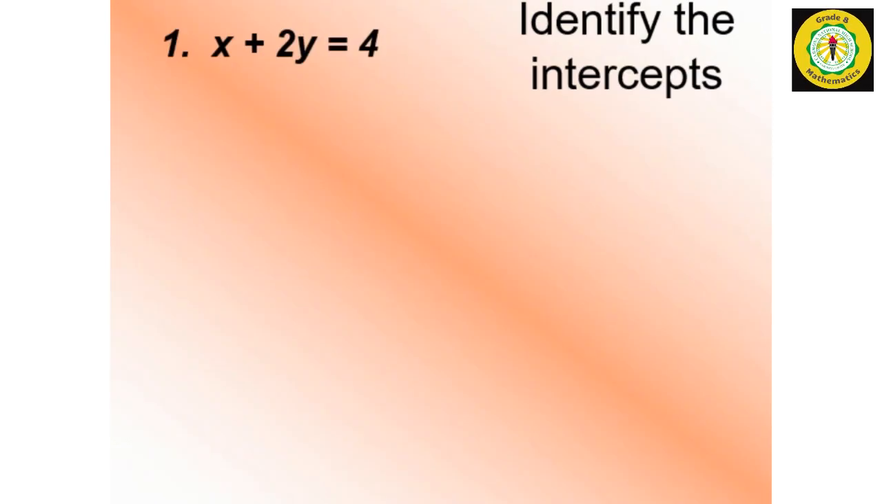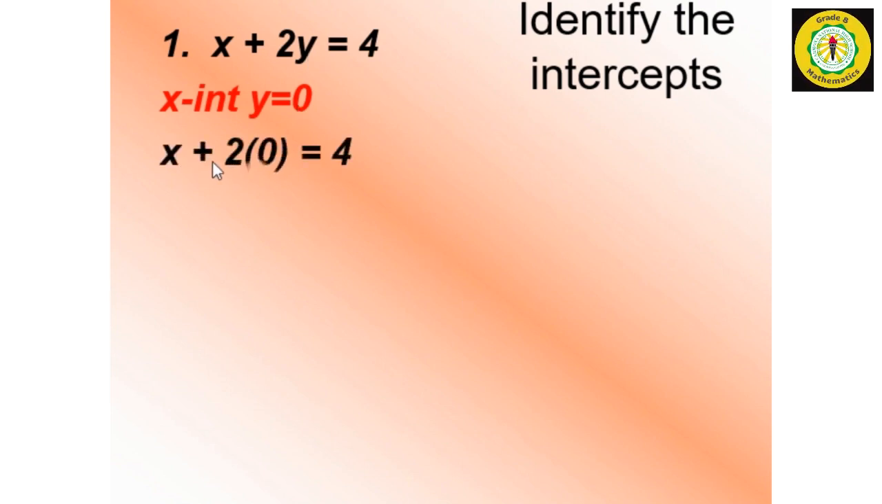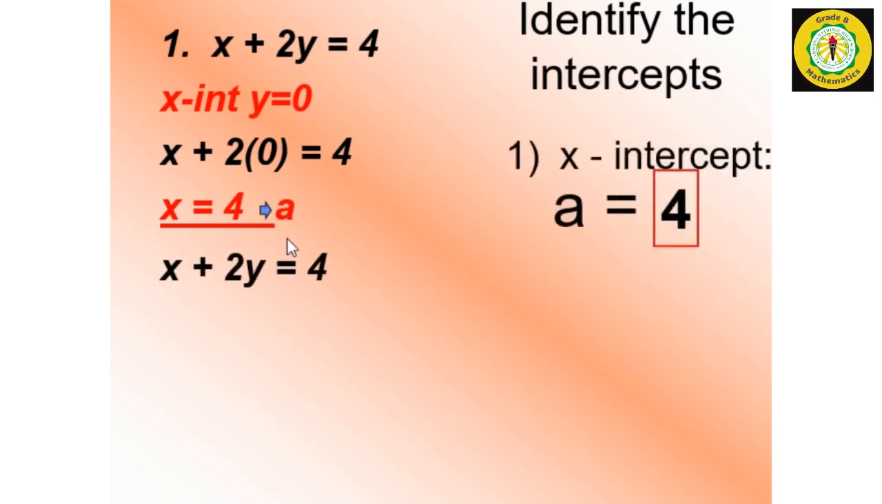For our first example, x plus 2y equals 4, first we need to identify the intercept. Since kukunin natin ang x-intercept and y-intercept, let y equals 0. So, ang una nating hahanapin po is the x-intercept. We need to substitute 0 to the given formula. So, we have here x plus 2 times 0 equals 4. Simplify. So, x equals 4. So, ang ating x-intercept or a is equal to 4.